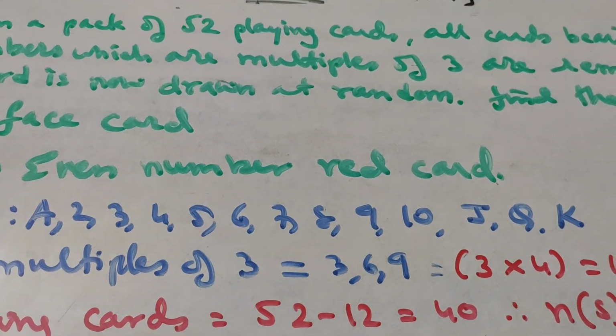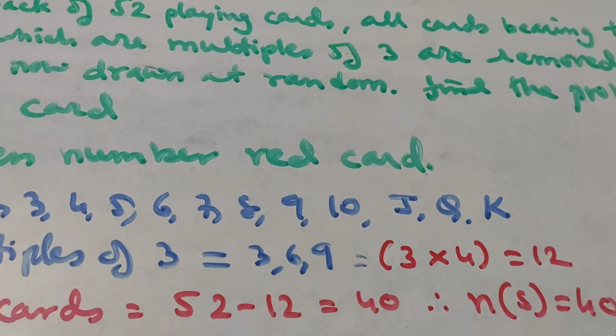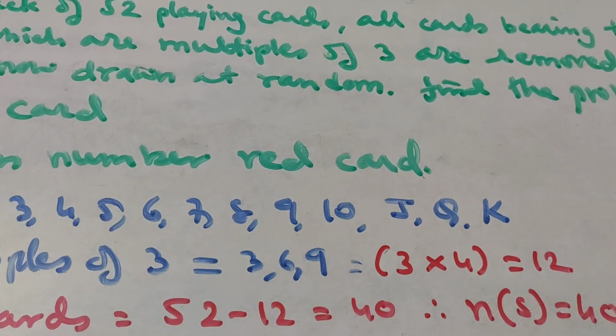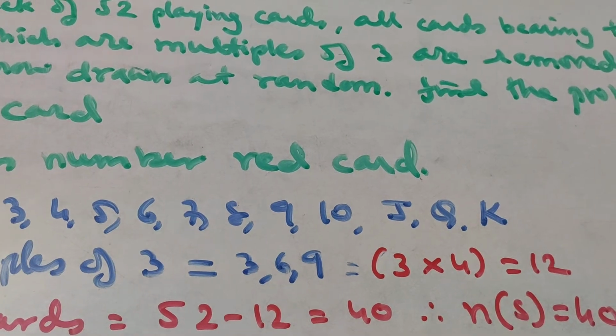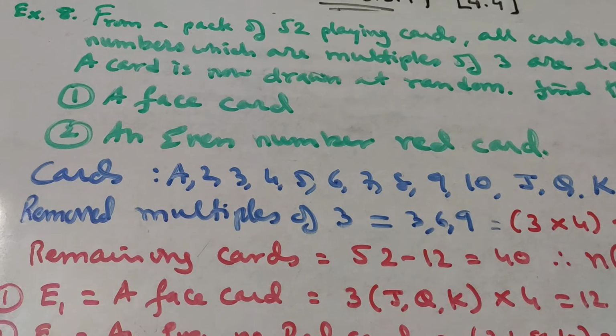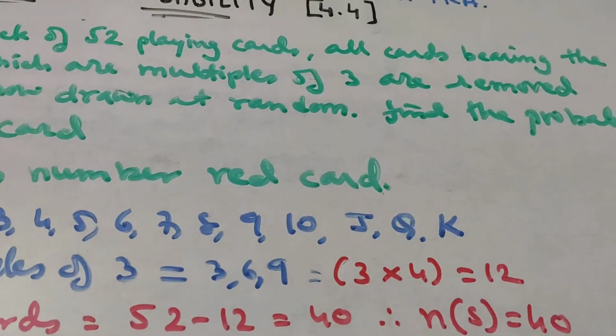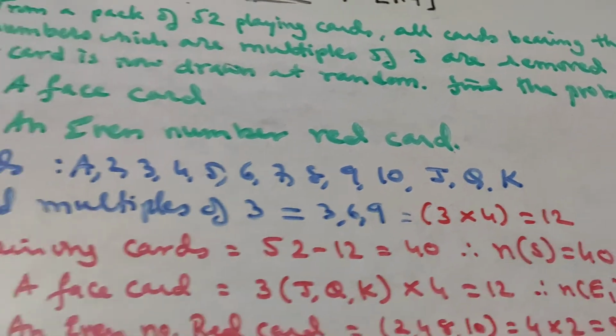And in a deck you will find 4 different suits, that is club, spade, hearts and diamond. So 3 times 4 is equal to 12. So 12 cards of 3, 6 and 9 are removed. Now how many remaining cards will be there? Out of 52, 12 are removed. So that means you will be having 40. So our sample space is n(S) equal to 40.